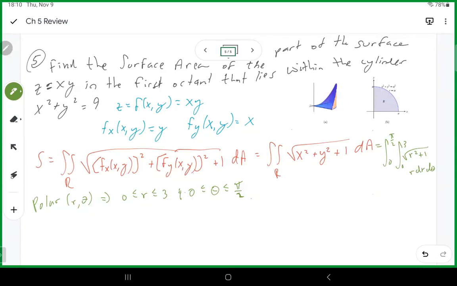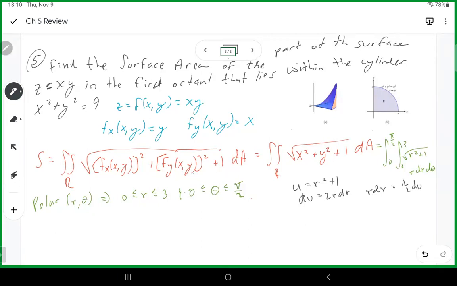Then to evaluate the integral, we want to use a u substitution of r squared plus 1. So then du would be 2r dr. So then r dr equals 1/2 du.